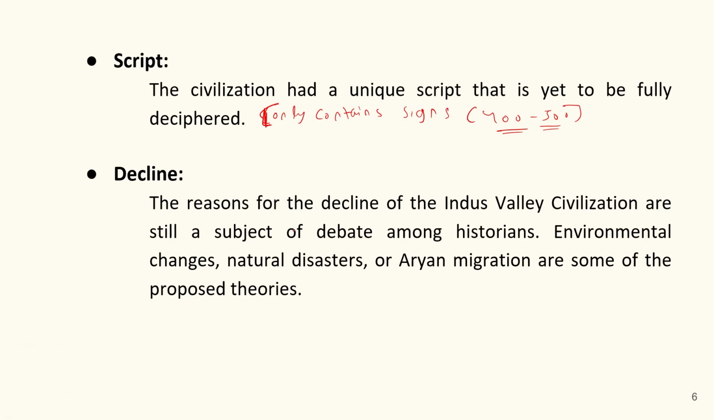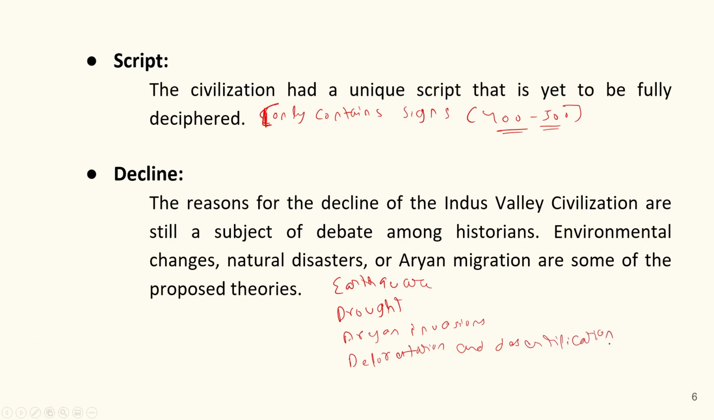First reason is earthquake. Second reason is drought. Third reason is Aryan invasions. Fourth reason is deforestation and desertification. Now, let's learn them one by one.